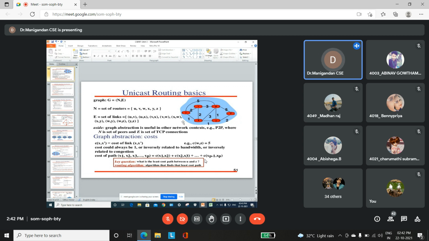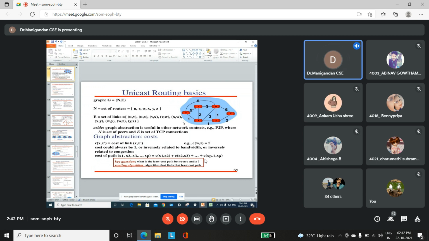These algorithms are used to find the shortest path between one node and another. By using the routing algorithm concept only, we are able to find the shortest path. And by using the shortest path only, we can transmit the data from source to destination.